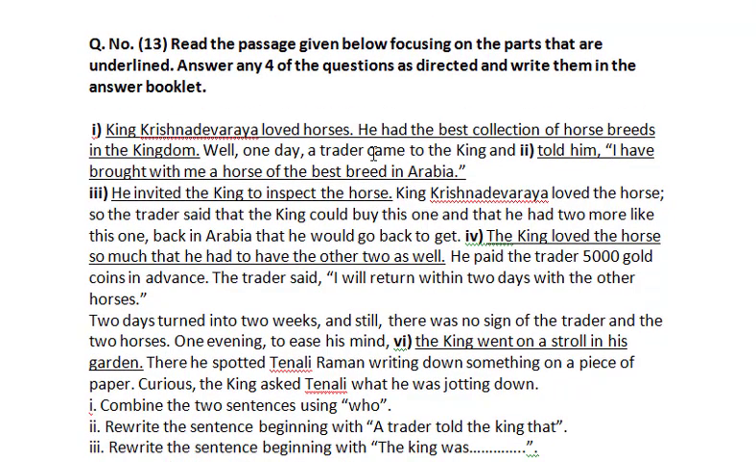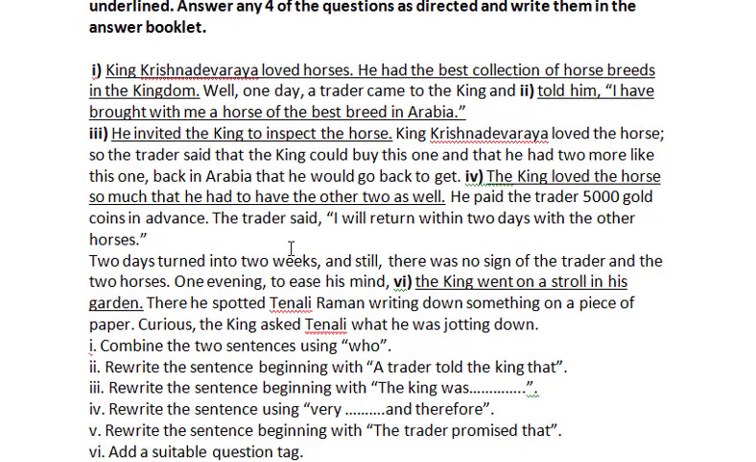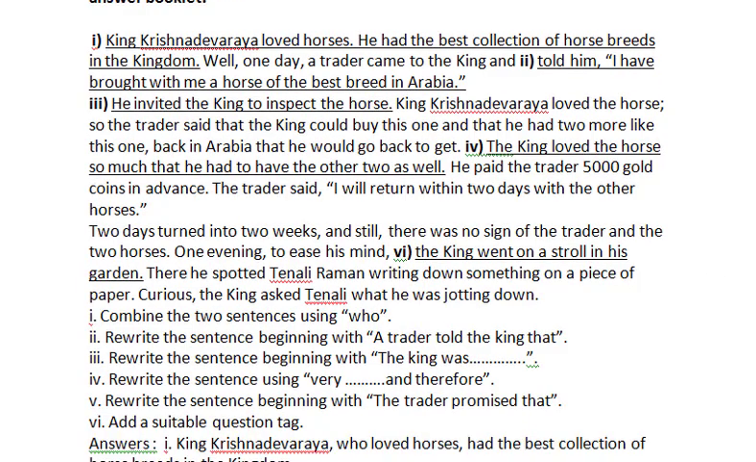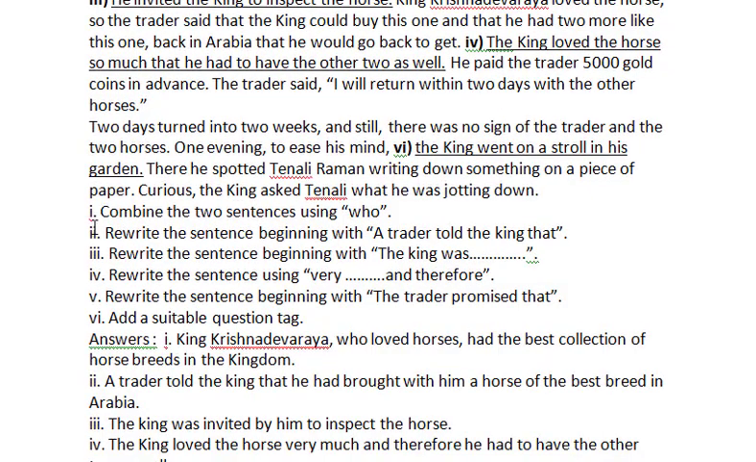And moving on to number 13, purely based on grammar. "King Krishna Deva Raya allowed horses. He had the best collection of horse breeds in the kingdom." Well, it is a passage with underlined parts and numbers at the beginning of each sentence. Here you need to answer any 4. 6 questions are given based on grammar.